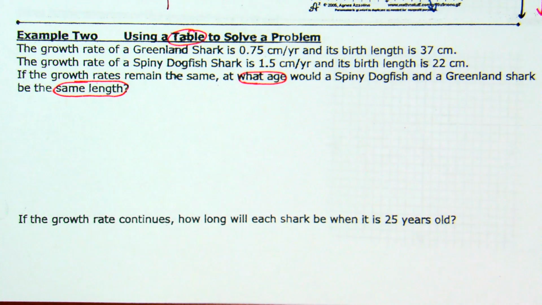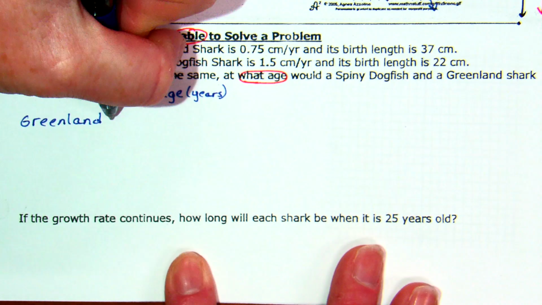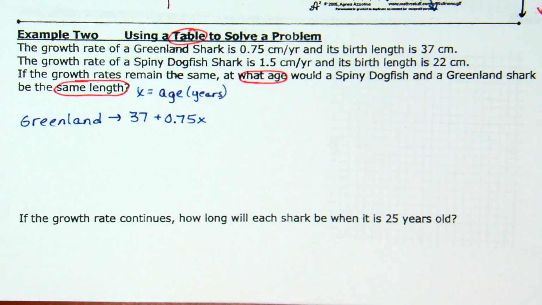Go ahead. 37 plus 0.75x. Where, what does x represent? Yeah. If we do that, x is the age in years. So the Greenland is 37 plus 0.75x. Now, stick a y in front of that and we've got an equation, don't we? Which is exactly what we're leading into.